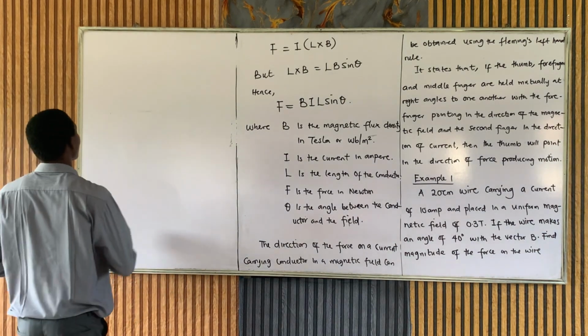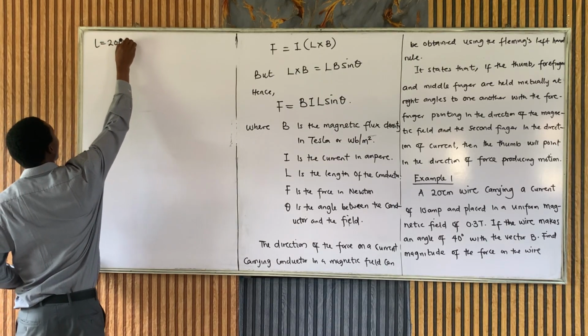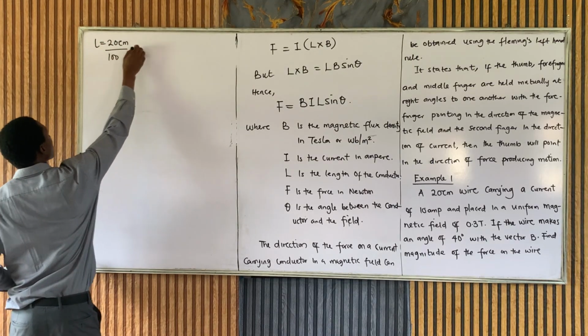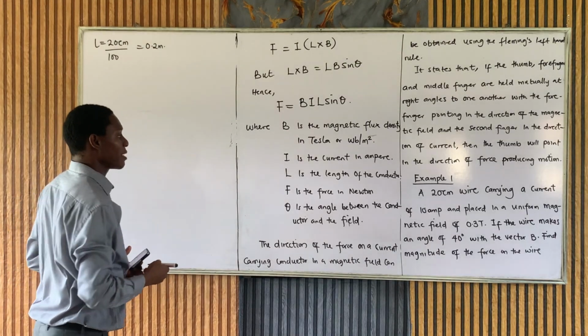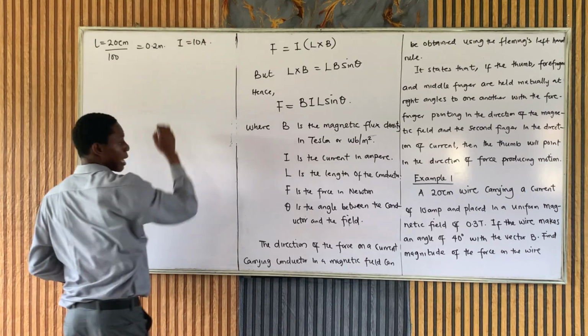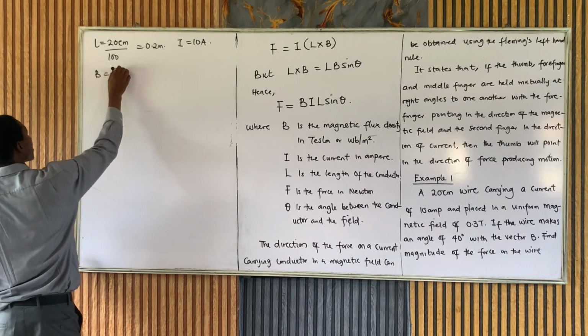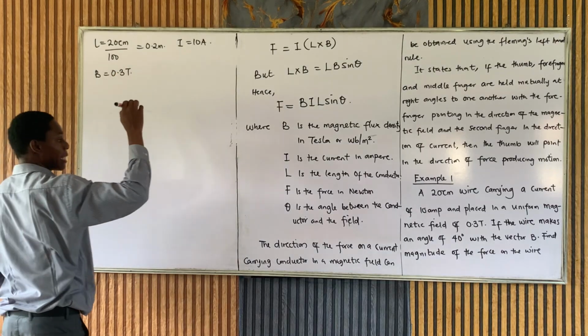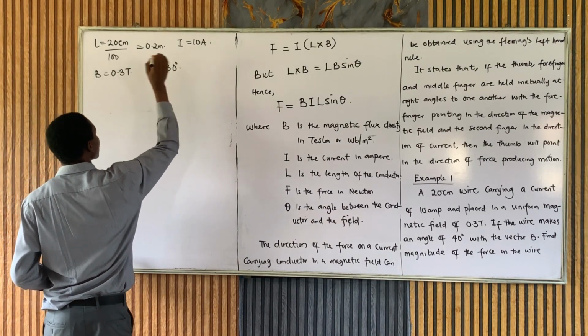The first thing is that we are given the length of the wire, 20 cm. I just need to divide by 100. That's 0.2 meter. And next, we are given the current, 10 ampere. And we are told that the magnetic field is 0.3 Tesla. And that the angle between the wire and the field is 30 degrees.